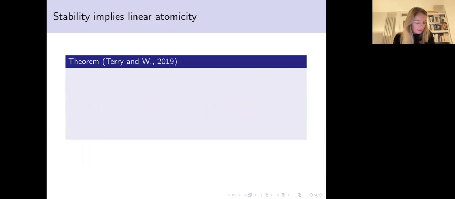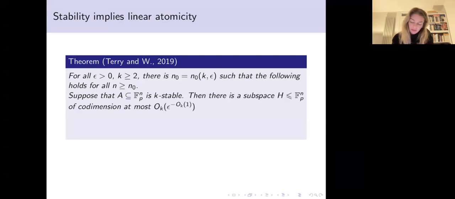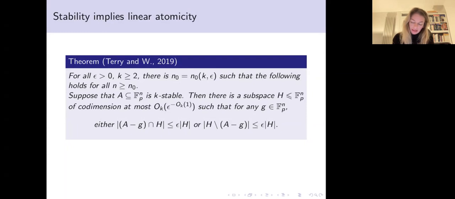Just for clarity, it says that for all epsilon greater than 0 and k at least 2, there is some n_0 such that the following holds in all dimensions greater than n_0. If you take A as a k-stable set, then there is a subspace H of some codimension that is bounded only in terms of epsilon and k, such that for any g in F_p^n, either A minus g intersect H is a very small proportion of H, or H with A minus g removed is a very small proportion of H. So what is this saying?